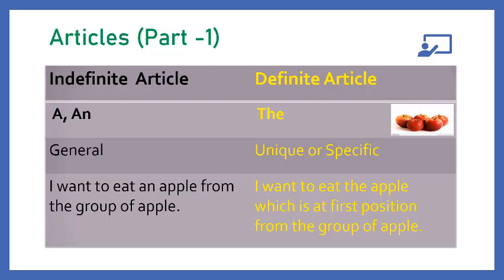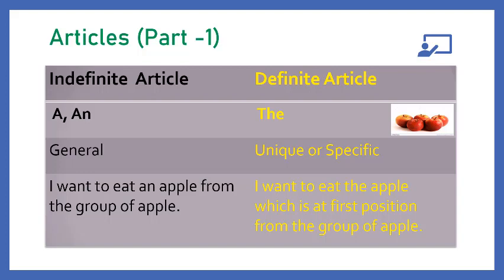So dear students, we have already learned there are two kinds of articles: indefinite article and definite article. A and an come in indefinite article, and the comes in definite article. Indefinite article doesn't show any uniqueness or specific things. Instead, it shows that the things are being shown in a general context. But the definite article shows the uniqueness or specific things.